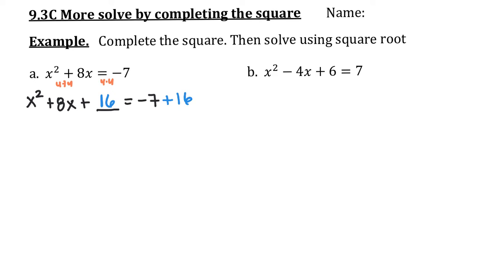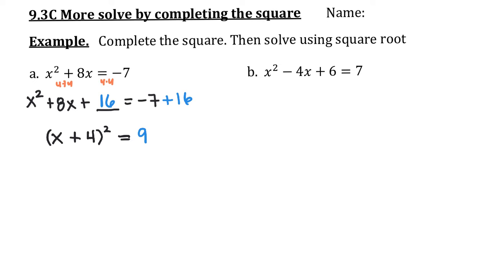Now, if we did this correctly, the left side now factors into a binomial square. Since it's x squared, I'm going to put an x. 4 times 4 is 16. And since it has to add up to 8x, it must be a positive 4. I'm going to go ahead and add up the right side of the equation. Negative 7 plus 16 is 16 minus 7, which is 9.